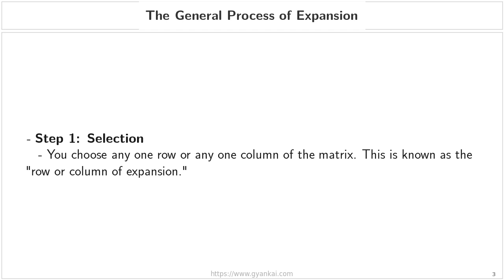Now that we understand the divide and conquer philosophy from the previous slide, let's walk through the actual, step-by-step procedure for performing this expansion. There are 4 main stages you need to follow. First, we have step 1, selection. You have complete freedom here. You can choose any single row or any single column from your 3x3 matrix to work with. Once you've made your choice, we refer to this as your row or column of expansion.